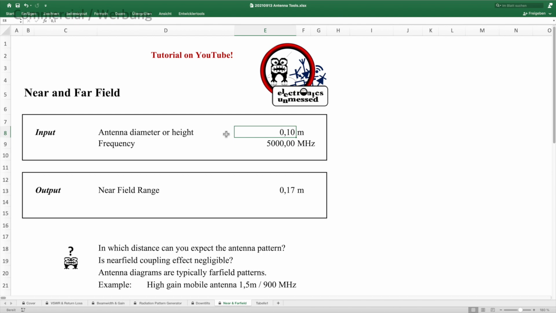Antenna diagrams are only valid for the far field. Usually, near-field patterns are far more complicated, and the coupling of unwanted interfering signals is stronger than you would expect from the far-field diagrams. That's why we want to know the range of the near field. We will see that it is especially interesting in the case of high-gain antennas. We do a quick example.